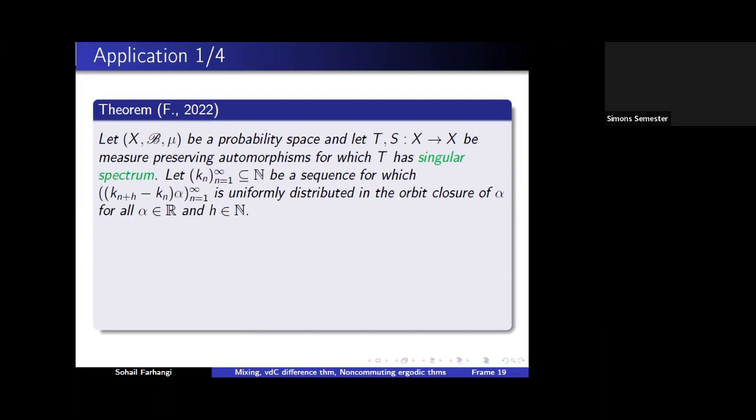And then for my sequence of powers, rather than assuming a Hardy field function or polynomial, I'm taking a sequence of integers k_n, and I am assuming that this difference sequence, k_{n+h} minus k_n times alpha, is uniformly distributed in the orbit closure of alpha for every real alpha and integer h. So obviously, if alpha is irrational, then this just means I want the sequence to be uniformly distributed in the 0-1 interval. If alpha is rational, then the orbit is finite, and I just want it to be uniformly distributed within the finite orbit. These conditions are satisfied by the Hardy field functions that we saw on the previous 2 slides. So I can assume that k_n is one of those Hardy field functions. For example, I can assume that k_n is the floor value of n to the 1.5.